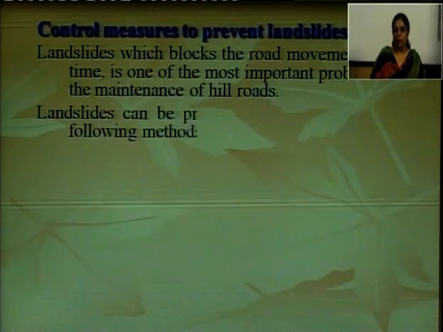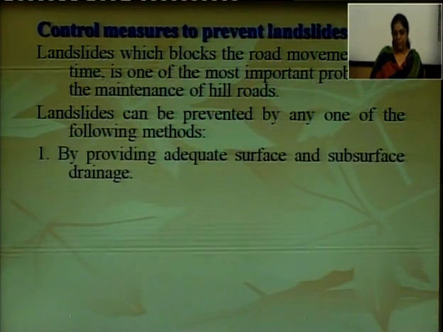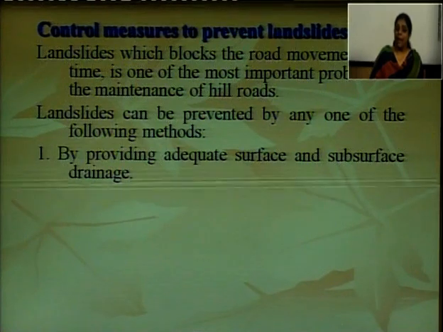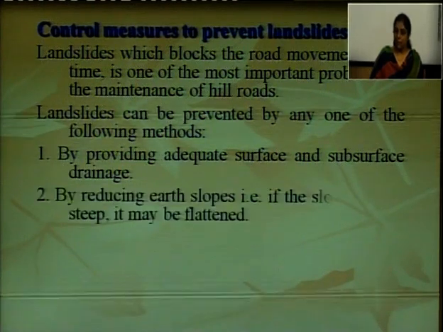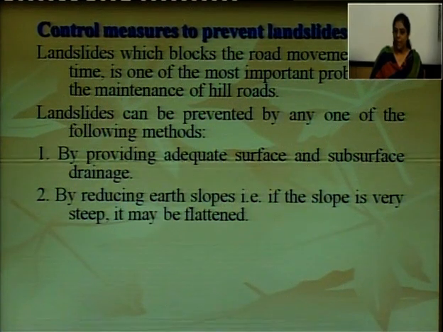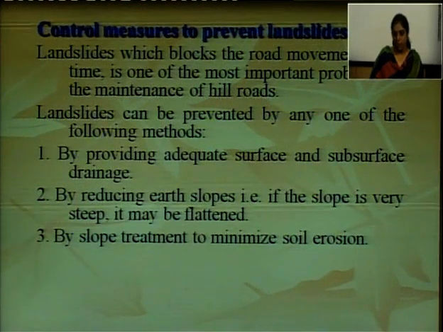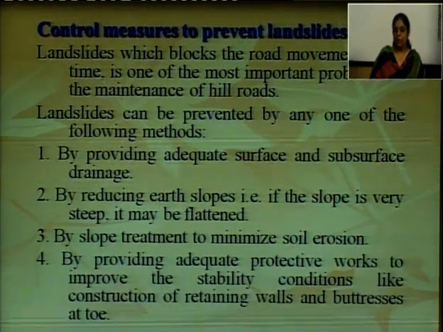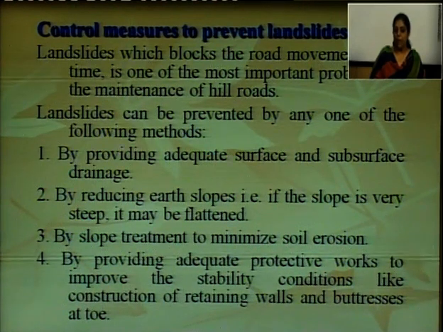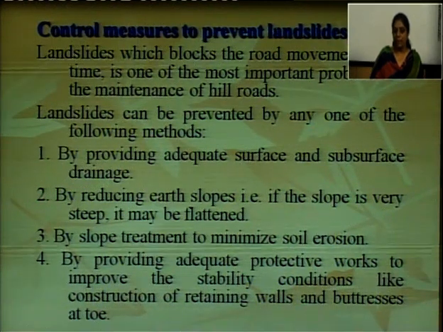So, what are the control measures? Landslides can be prevented by providing adequate surface and subsurface drainage, and by reducing earth slopes. If the slope is very steep, it may be flattened, with slope treatment to minimize soil erosion, and by providing adequate protective works to improve the stability conditions, like construction of retaining walls and buttresses at the toe.